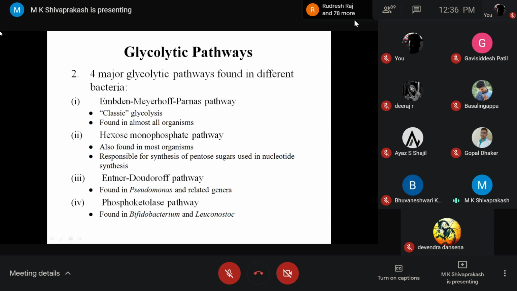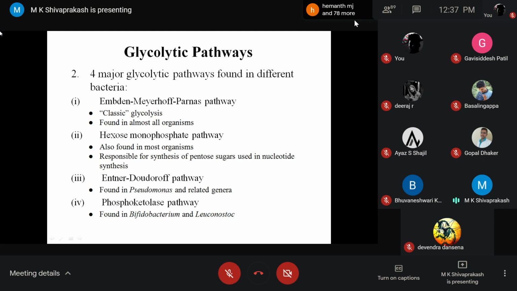The first one, which is very familiar and found in all living organisms, is the Embden-Meyerhof-Parnas pathway, the EMP pathway. It is the classic glycolytic pathway. It is also called classic glycolysis because it is found in all living organisms: in animals and plants, and among the microorganisms, it is found in almost all of them.